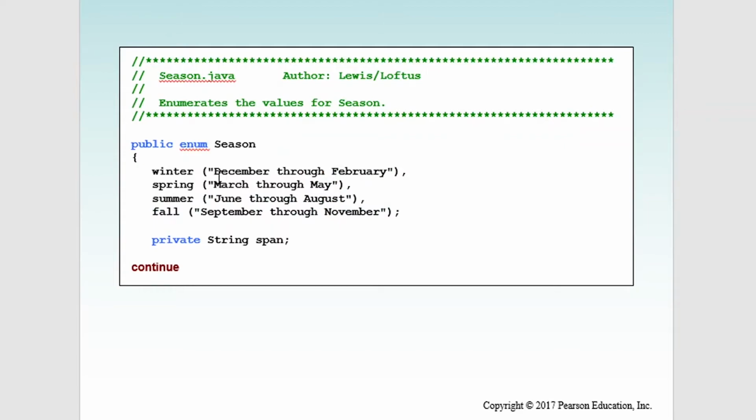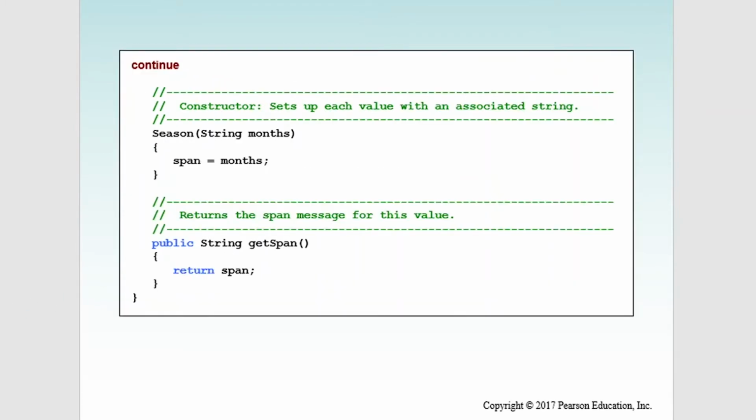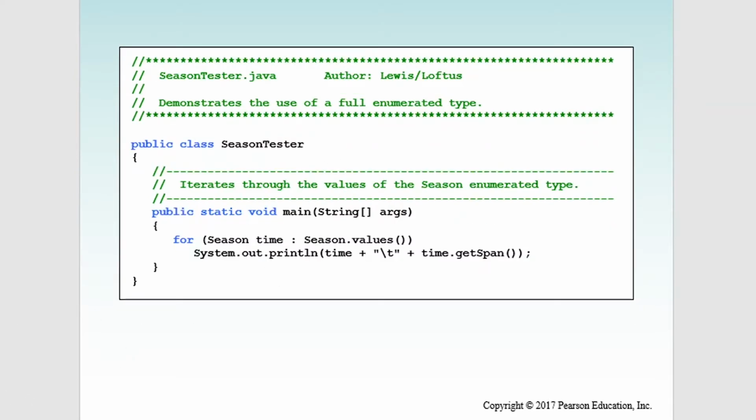Now, if you look back up here, here's the string they're passing in, December through February, and they're essentially just setting that to that instance data right there. That's what they're doing inside of their constructor. And they have a method called getSpan, and then they test their value. I'm going to go ahead and do this same example.